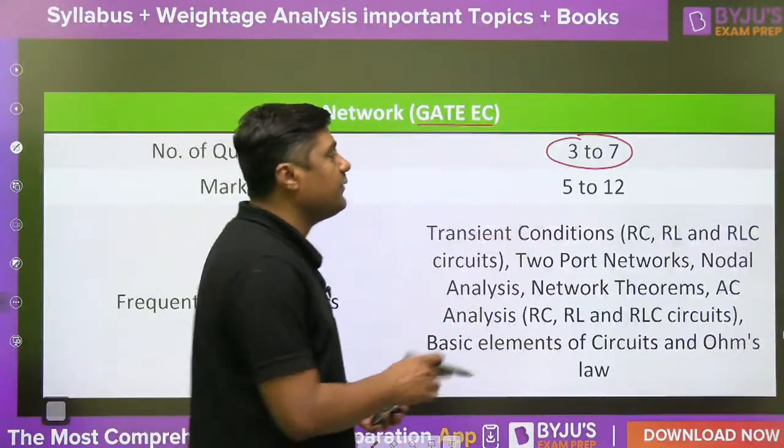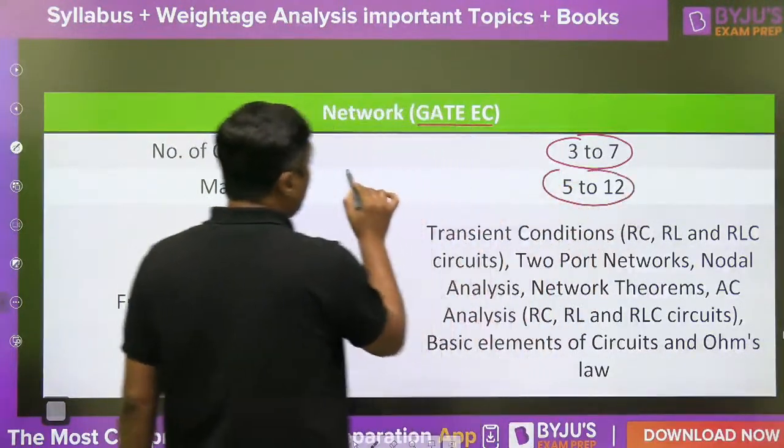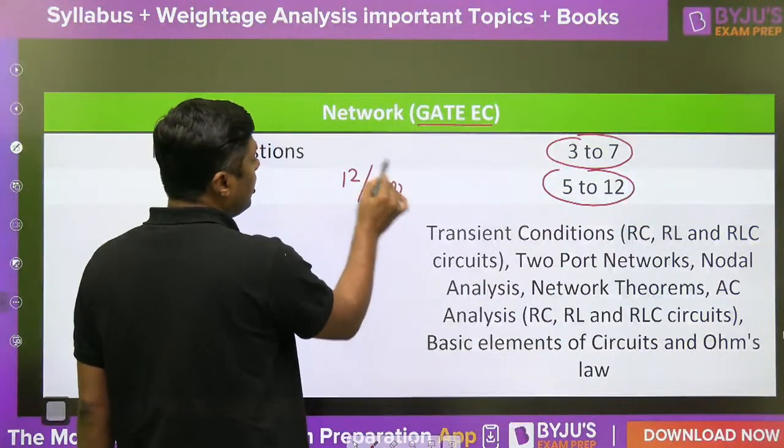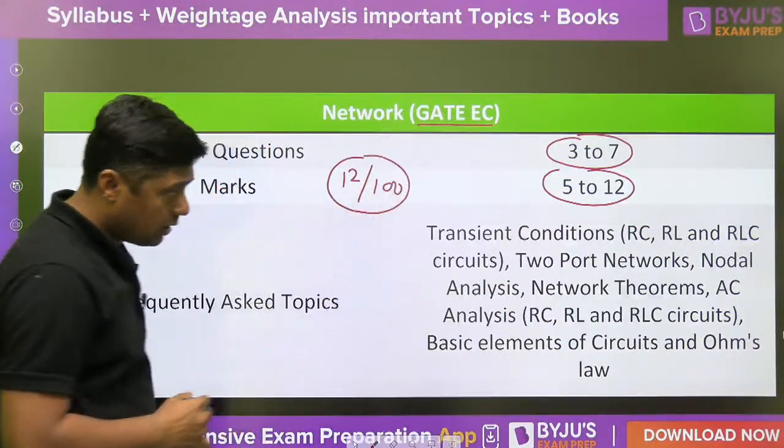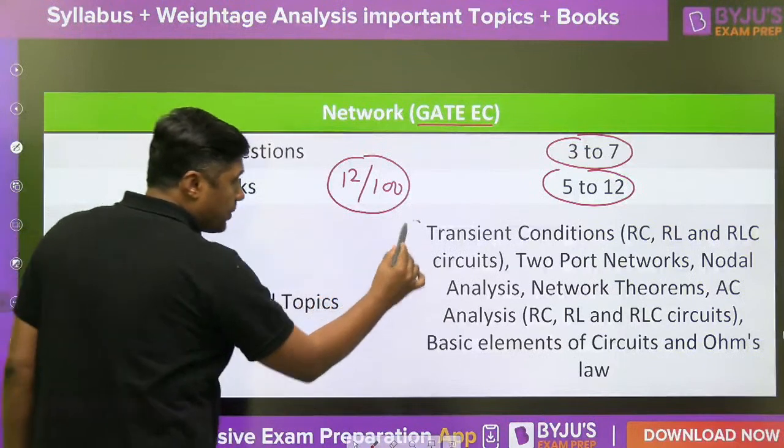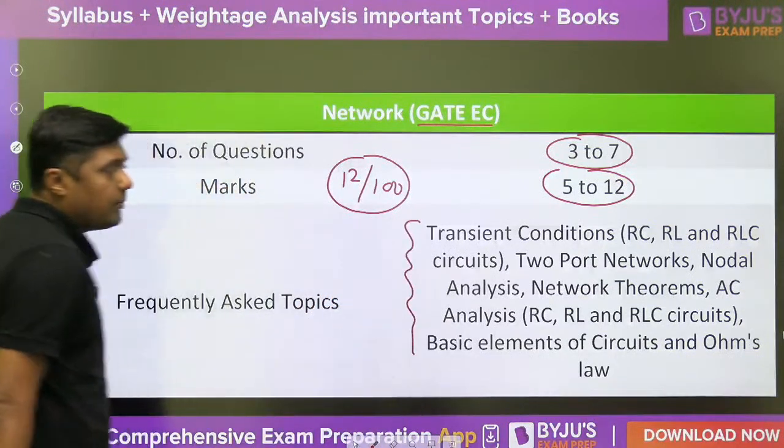And what about the marks? 5 to 12 marks. If suppose it is 12 marks, that means 12% out of 100. So it has good weightage, and these are the important topics.